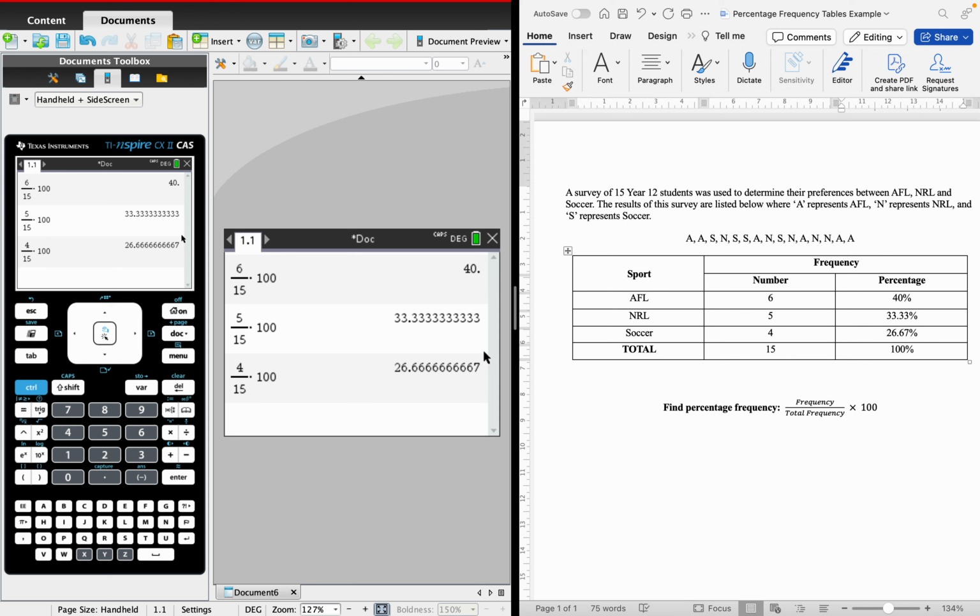But sometimes when we're rounding those previous answers, particularly to one decimal place, you might get answers such as 99.9%, 100.1%. And that's completely normal. It does happen. There's always a margin of error when we're rounding. And that is okay. But we would still normally write 100% as our total percentage frequency.